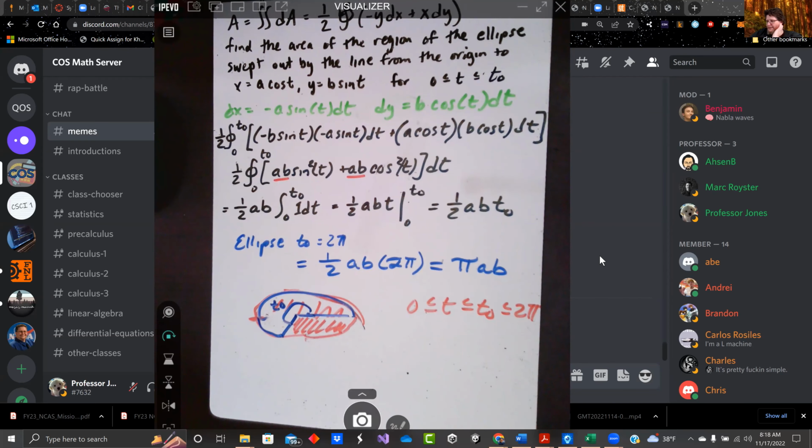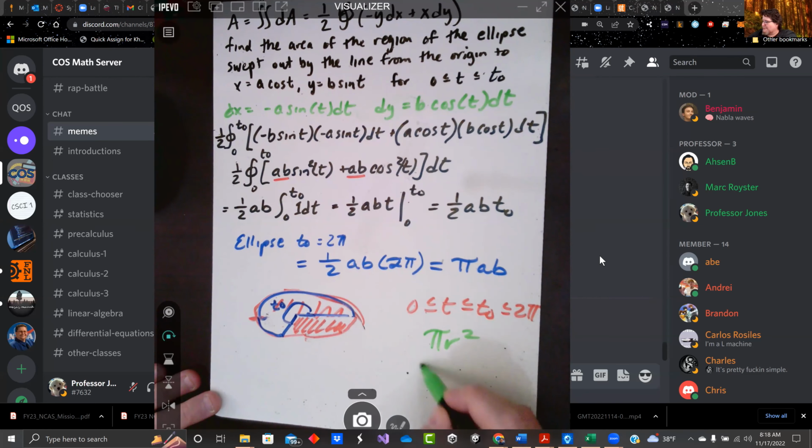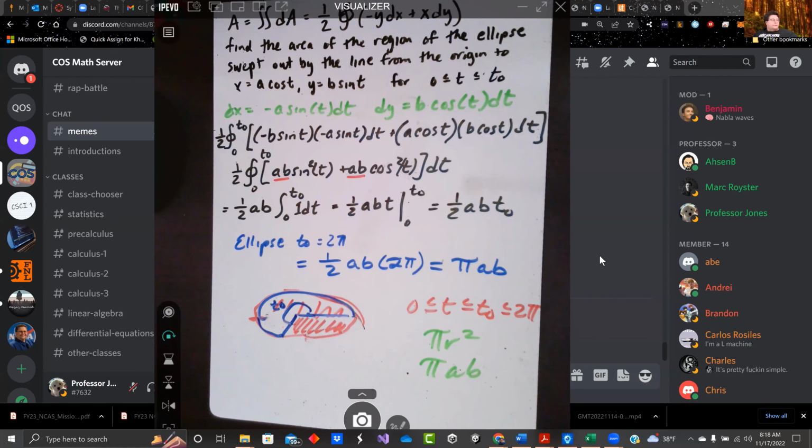And the area of the ellipse is much like the circle. Circle is pi r squared, but the radius changes on an ellipse. So it's pi AB. Let's see, where's the next one I want to do?